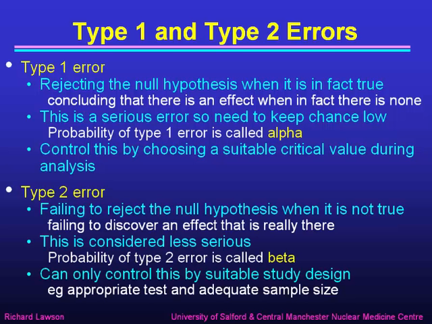A type 2 error is the opposite. We've failed to reject the null hypothesis when it's not true. So we've failed to discover an effect that was really there. That's generally considered a less serious error than a type 1 error. The probability of this type 2 error is usually called beta, and we have to control that by a suitable study design. For example, by choosing an appropriate test and an adequate sample size, and we'll say a bit more about that later.